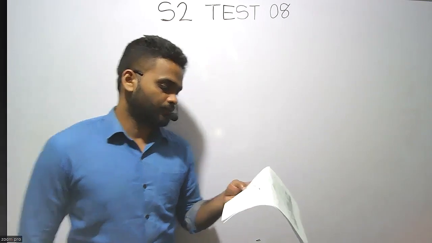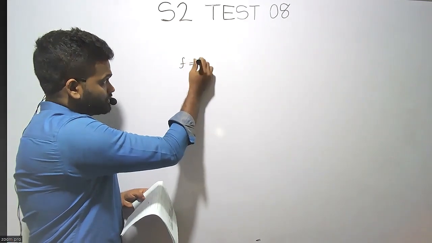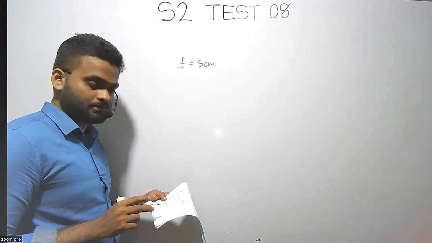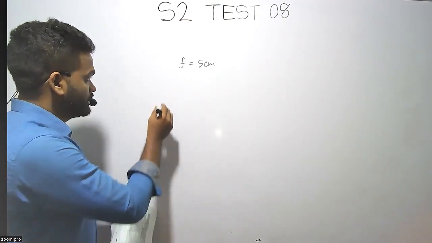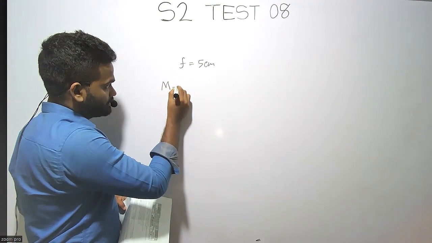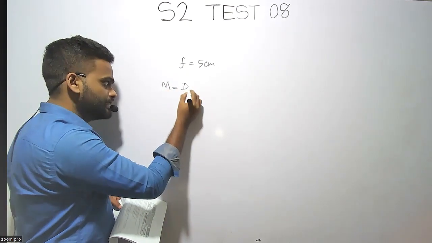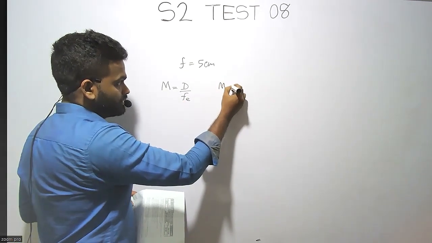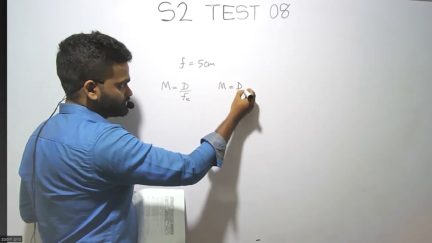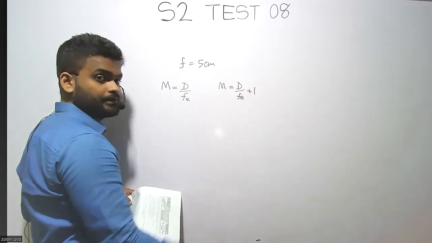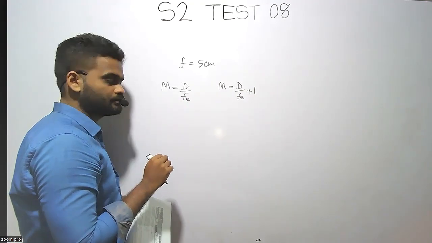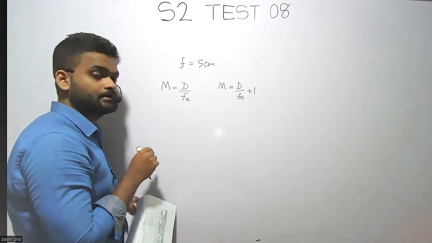A convex lens of focal length 5 centimeters is used as a simple microscope. Minimum and maximum angular magnification of it is, right? So minimum angular magnification of a simple microscope is D over F. For maximum angular magnification, you just have to add a 1 there. You need to remember these equations. I'm not going to prove these two, but you need to be able to prove these as well, right?